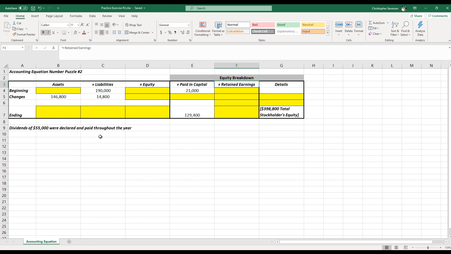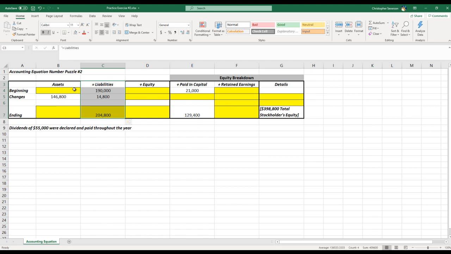So when you first look at this problem, you can see a couple of different things you could try to work first. The most obvious piece here would be the ending balance of liabilities. We know the beginning plus the change, so we can just add those two together. We get $204,800 would be our ending liabilities. So, hey, we have one column done, two to go. We can't really do anything with assets yet. We only know the change. We don't know either balance.